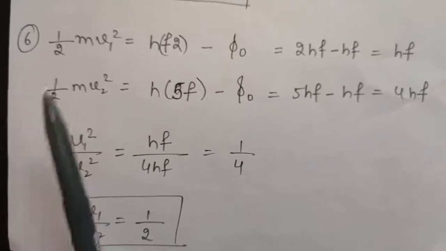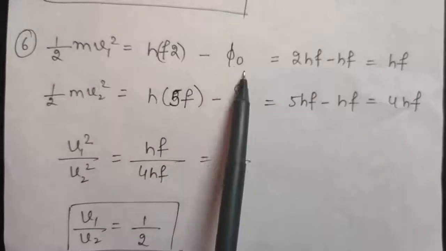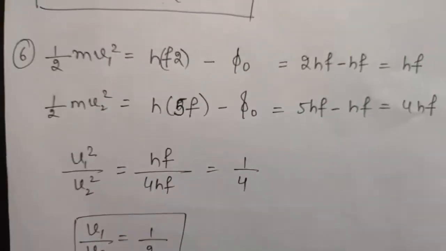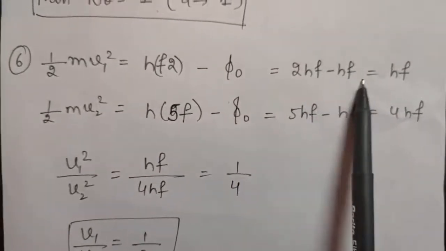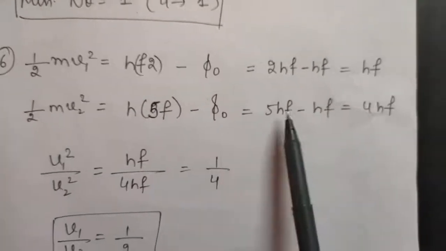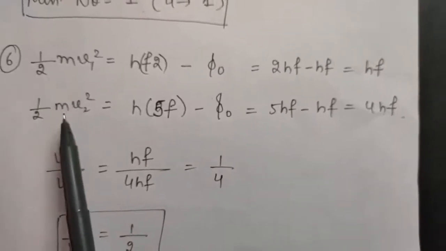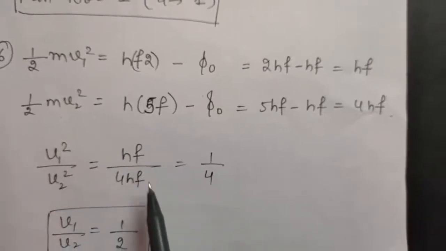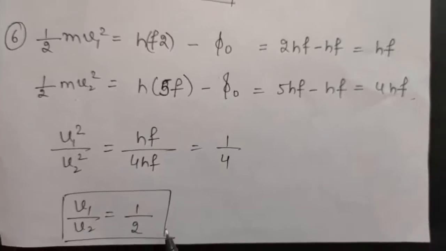So here I have just used the formula, that is kinetic energy is equals to h nu minus work function. Similarly here kinetic energy is h nu minus work function. So as you know, phi naught is nothing but hf, so it will be 2hf minus hf, which will give you hf, and this will be 5hf minus hf, which will give you 4hf. From here when you will divide them, you will get v1 square upon v2 square, that will be hf upon 4hf, that will be 1 by 4. So v1 upon v2 will come to be 1 by 2.